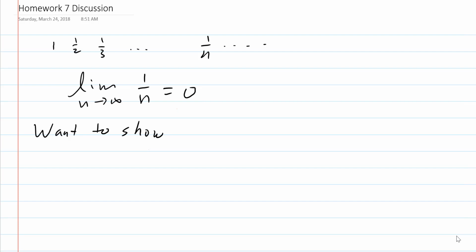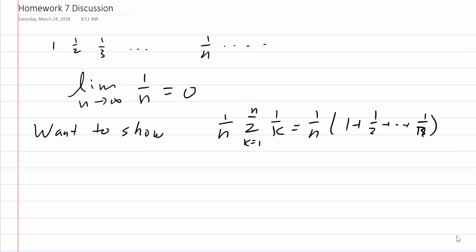So what it means is that 1 over n sigma k goes from 1 to n, 1 over k, and that's 1 over n, 1 plus 1/2 plus up to 1 over n. That one goes to 0. Okay, so how do we do this? We will do the following thing. Given any epsilon greater than 0, we need to show the following thing.